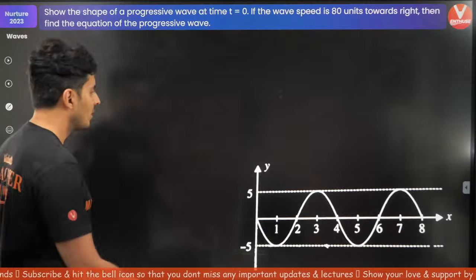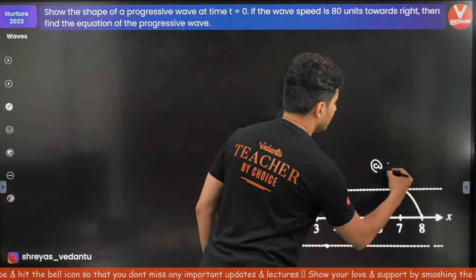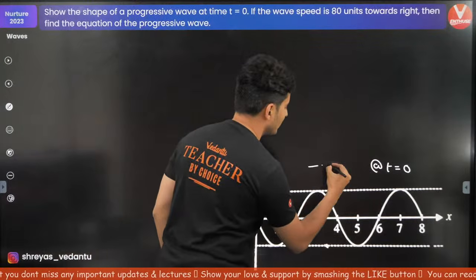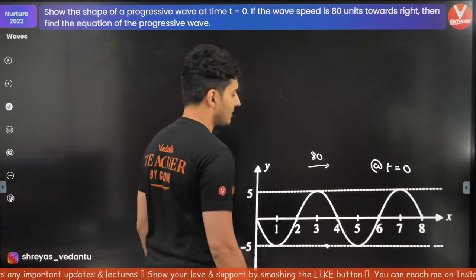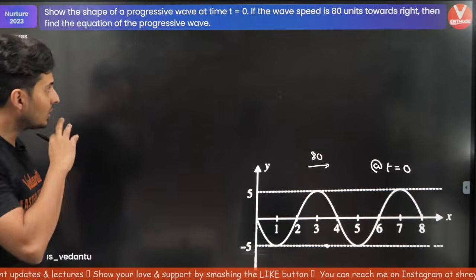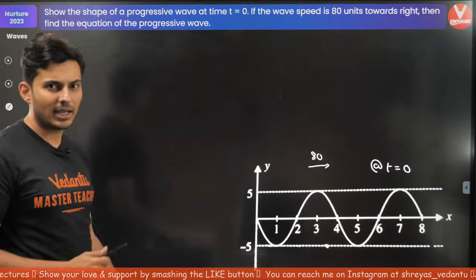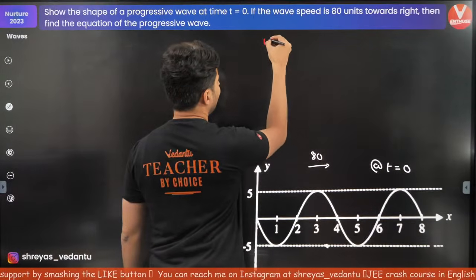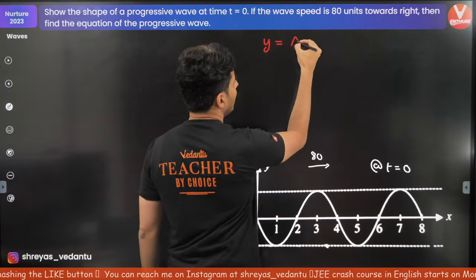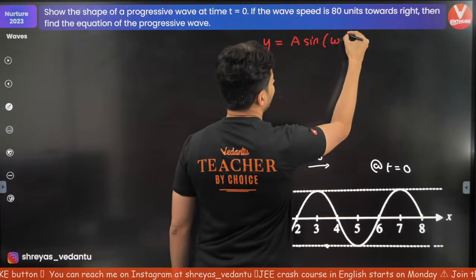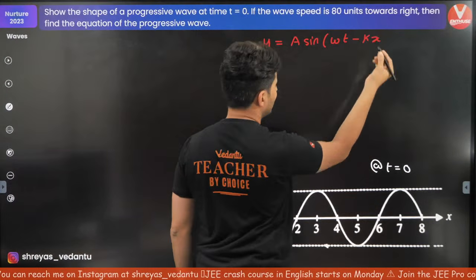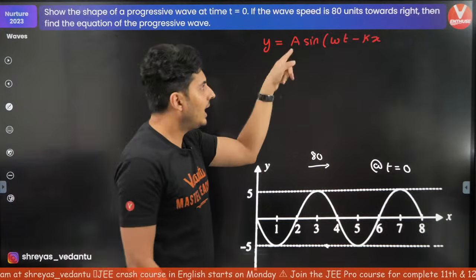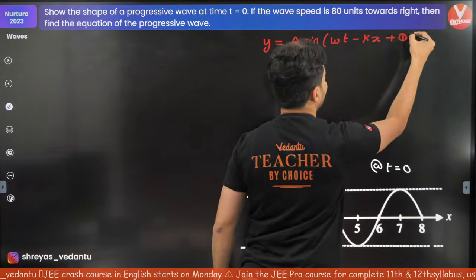Okay, interesting. This entire thing is at t is equal to 0. The speed is 80 towards right. That means it's going like this with 80 units per second. So the question is, what is the equation going to look like? Let's try this out. Let's assume that the wave equation will be of this form: a sine omega t minus kx plus or minus, but because it is going towards the right, it has to be minus. And there could be some phase constant as well.